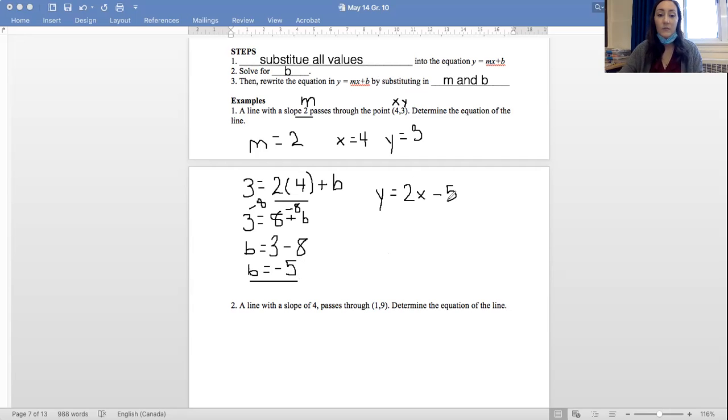Okay, so we'll try number 2 as our example. So we know that our slope is 4, so our m is 4. And it goes to the point 1, 9, so x and y. So we know that m is 4, x is 1, and y is 9. Okay, our first step is to put it back into the equation. So y is 9, m is 4, x is 1, and we don't know b. Okay, we are able to multiply this to make our lives a little bit easier. So 9 equals 4 plus b.